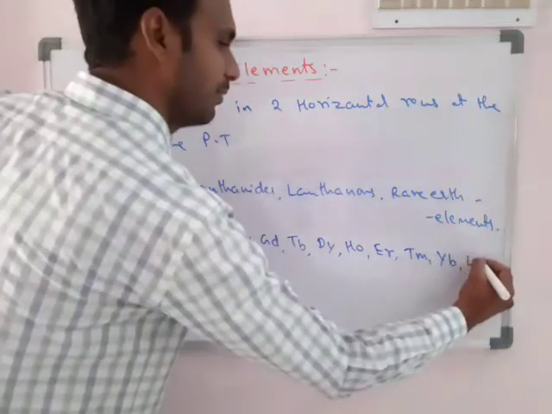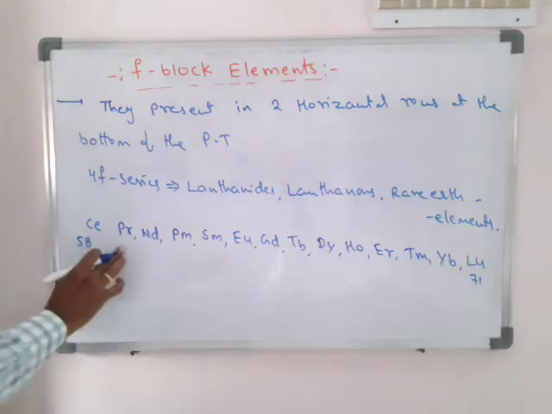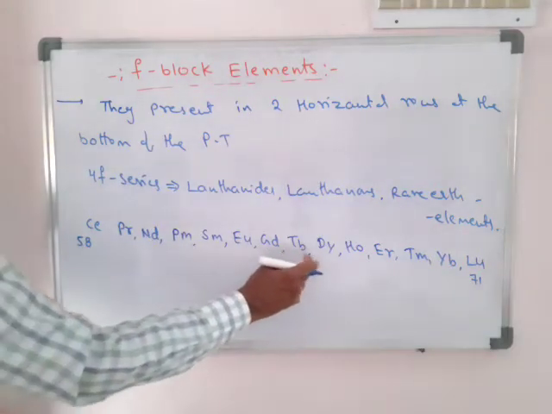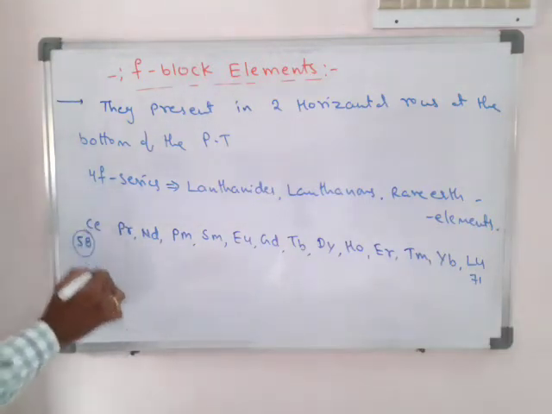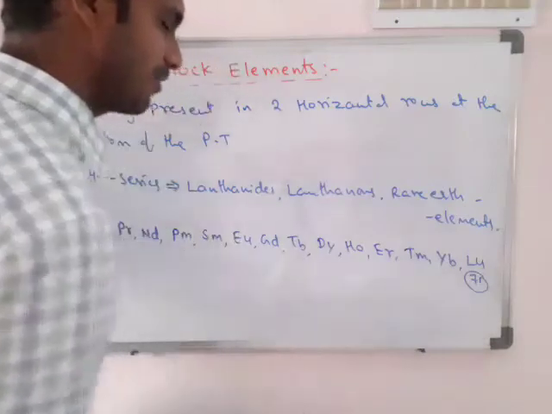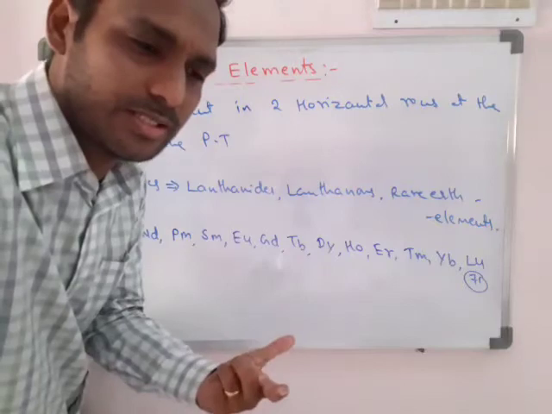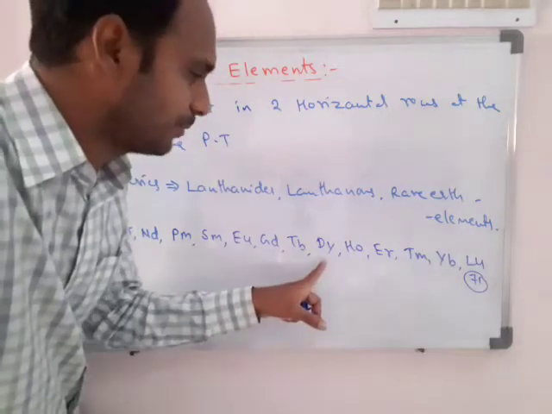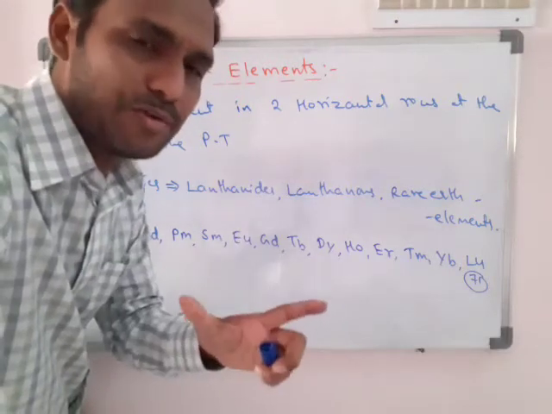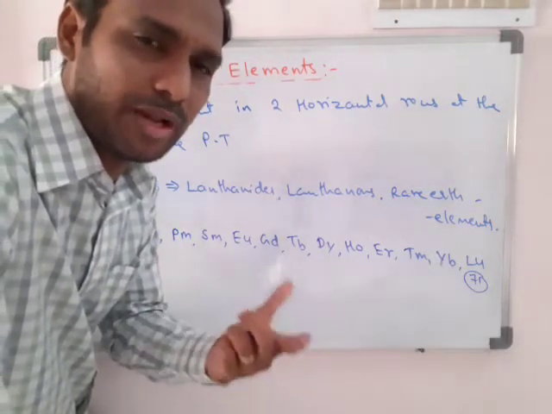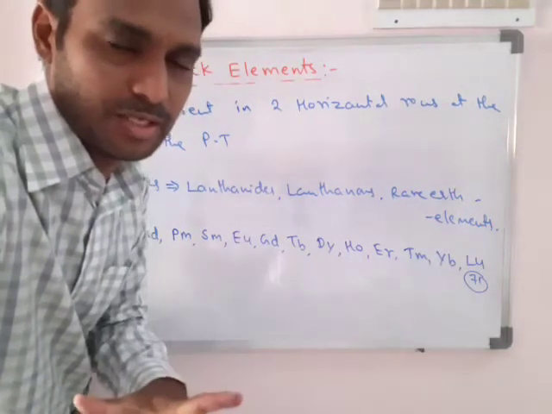Cerium to lutetium. So what is lutetium? It is 71. So 1, 2, 3, 4, 5, 6, 7, 8, 9, 10, 11, 12, 13, 14. The starting element is 58, the ending element is 71. We need to remember these elements, because in some questions they appear, like: dysprosium belongs to which series? You have to remember. No need to know the configuration now, just remember which elements are present in the 4F series.